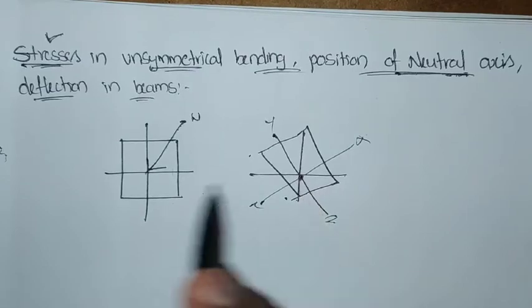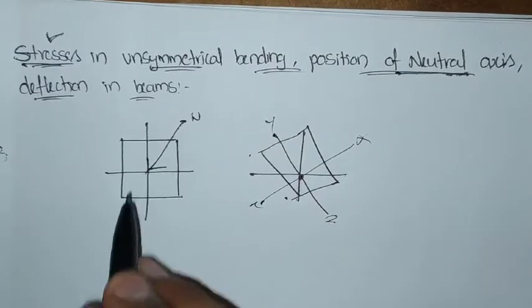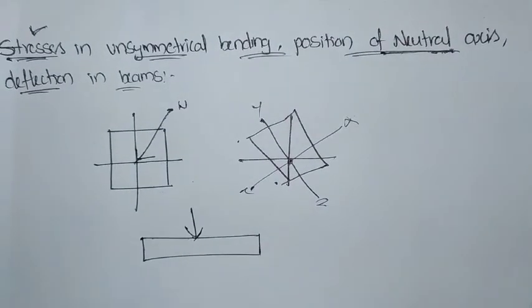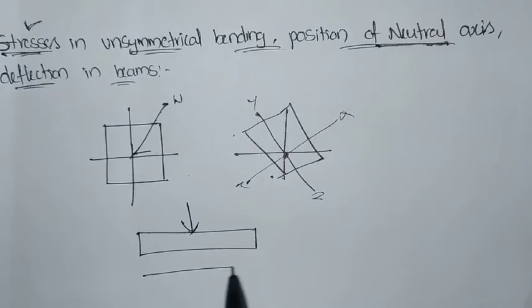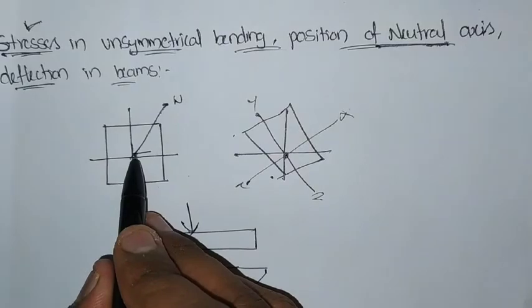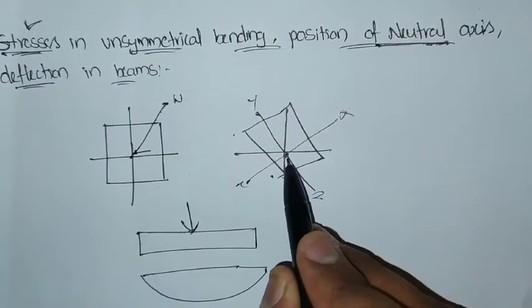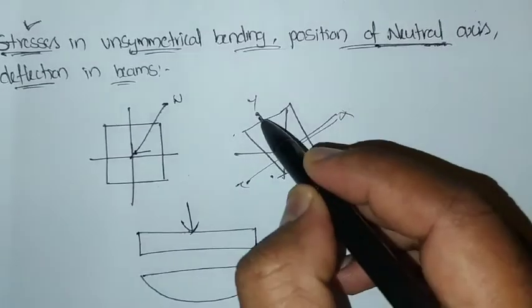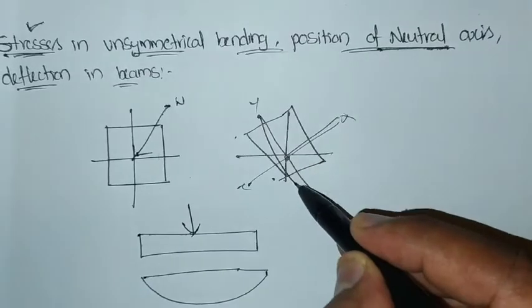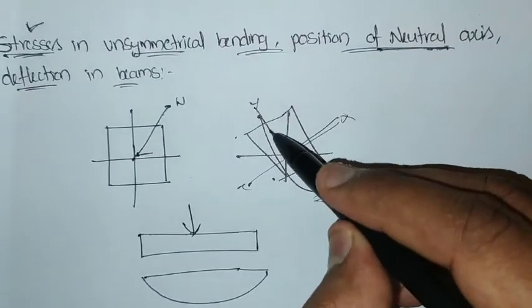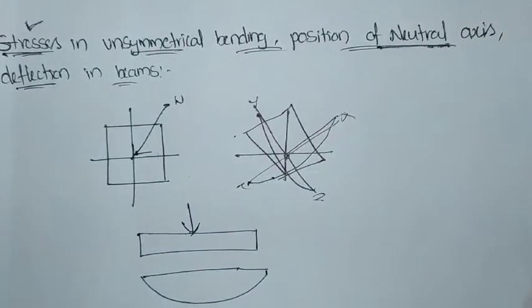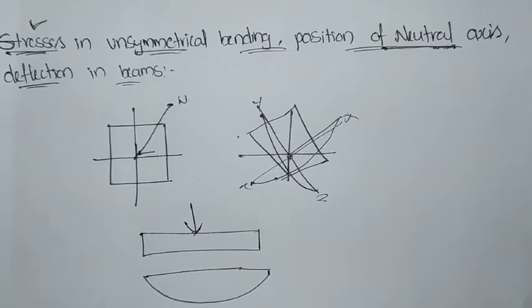Similarly, if this is a beam section and the load is acting in this way, the bending moment we are going to get is in this way. If the load is acting here, the changing position is this. If the load is acting in this direction, then the beam's deflection is going to occur in this way. Similarly, if the load is acting in this way, we are going to get the deflection. So these differences we are going to study in today's class.